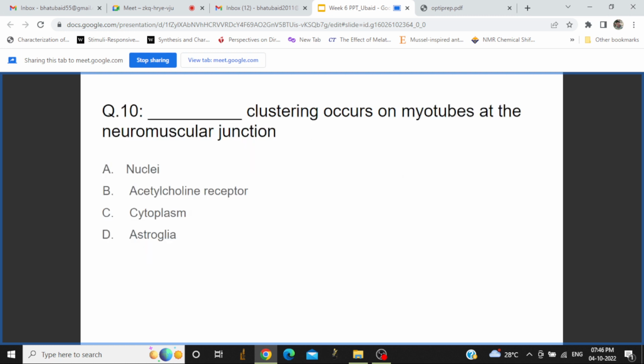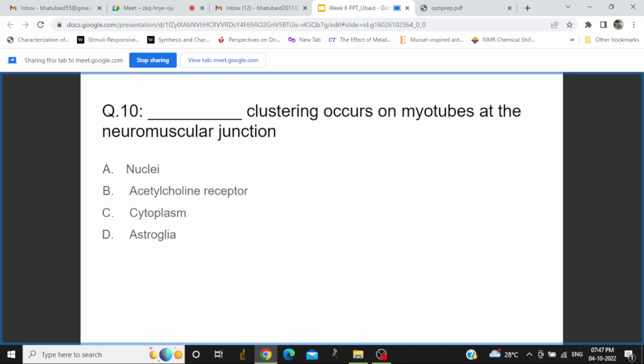Another question is: dash clustering occurs on myotubes at the neuromuscular junction. Is it nuclear clustering, acetylcholine receptor clustering, cytoplasm, or astroglia? Yes, the answer is acetylcholine receptor clustering occurs on myotubes at the neuromuscular junction. Acetylcholine has a key function in the development of the neuromuscular junction. Because of the clustering, or high density, of these acetylcholine receptors, the neuromuscular junction is formed.